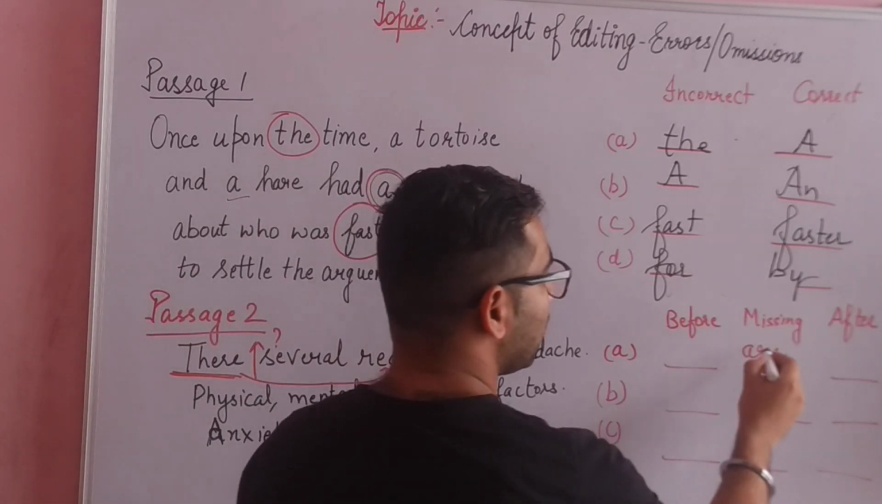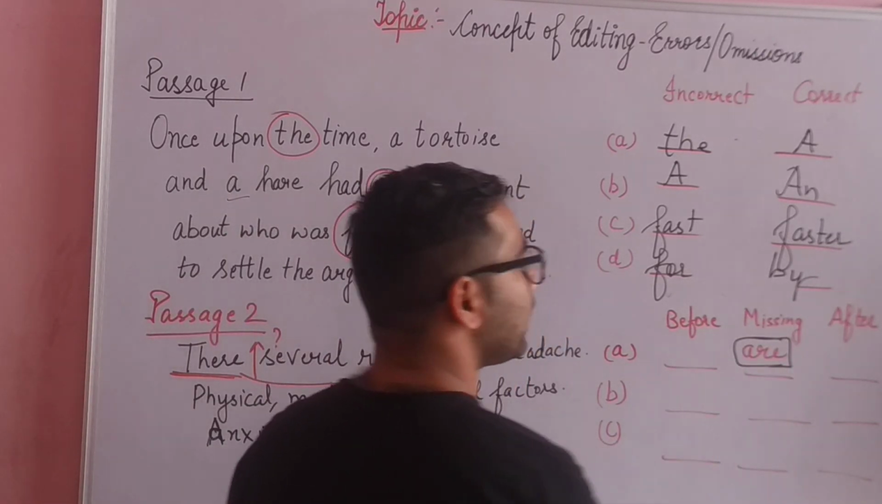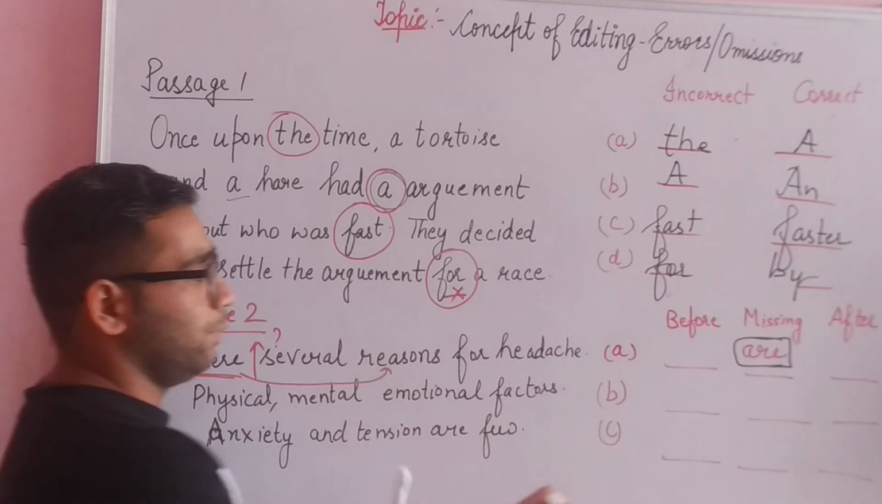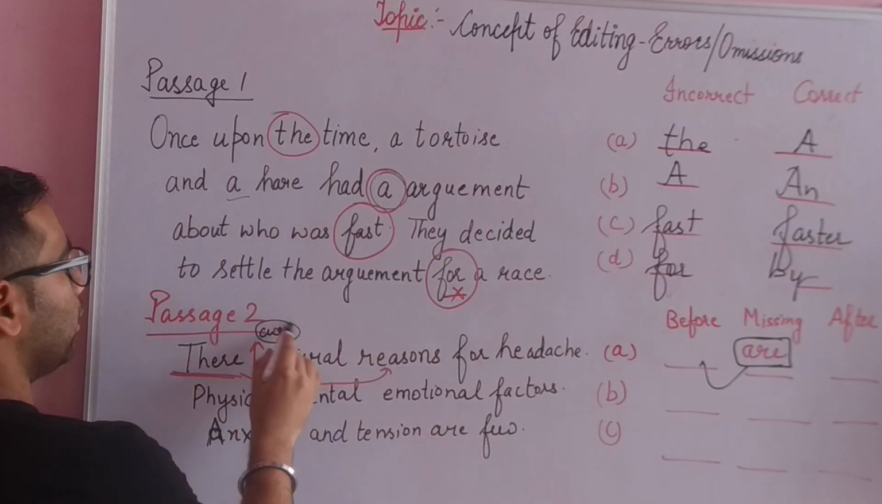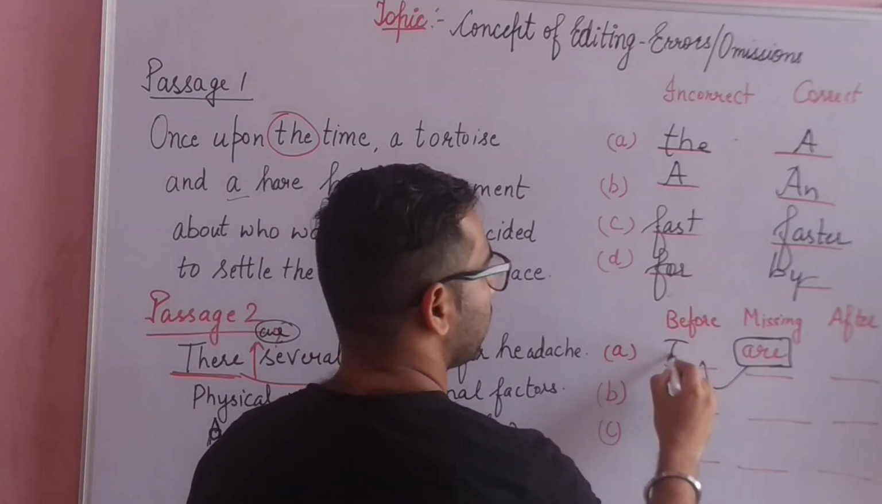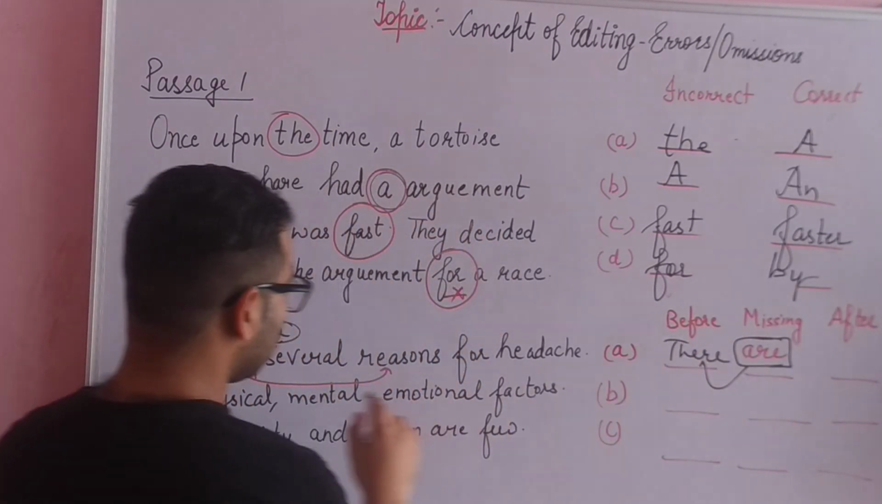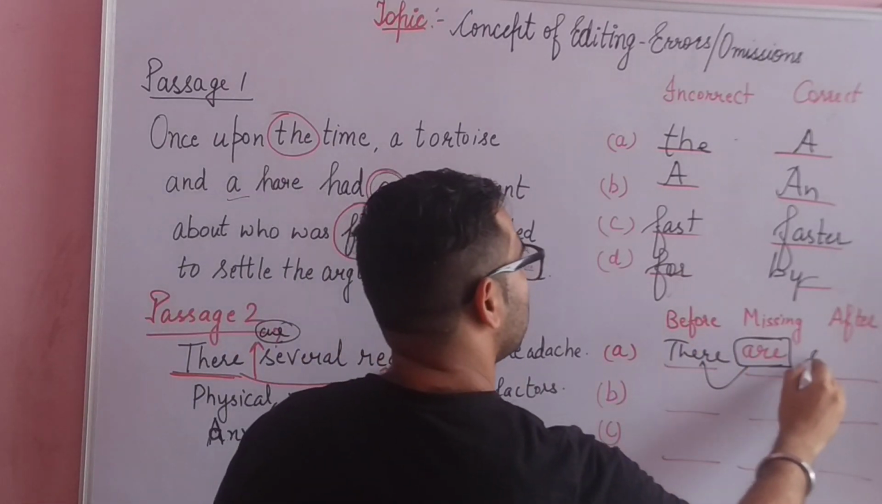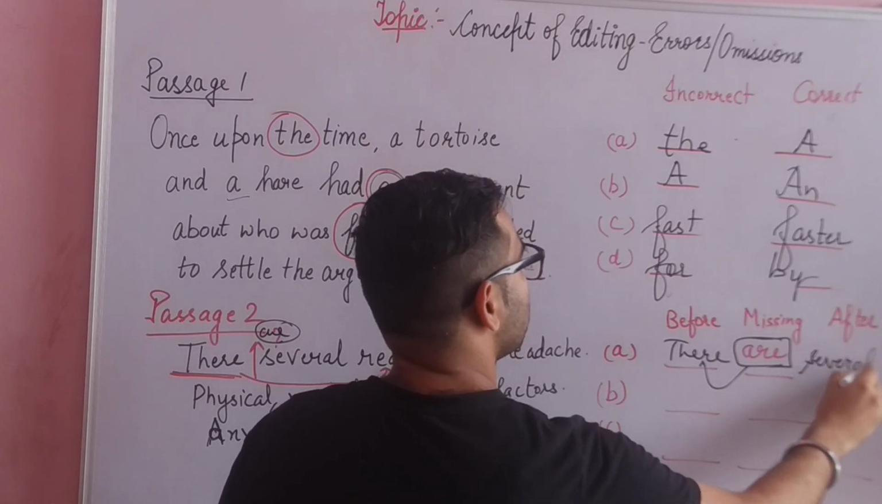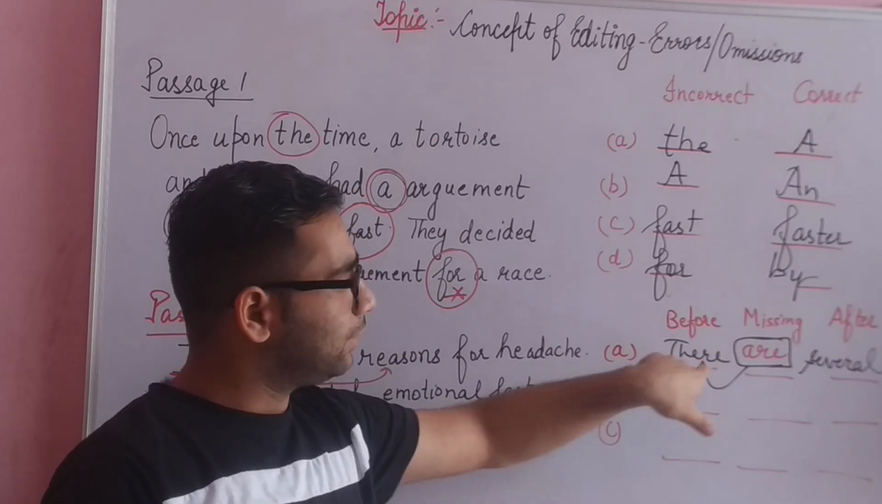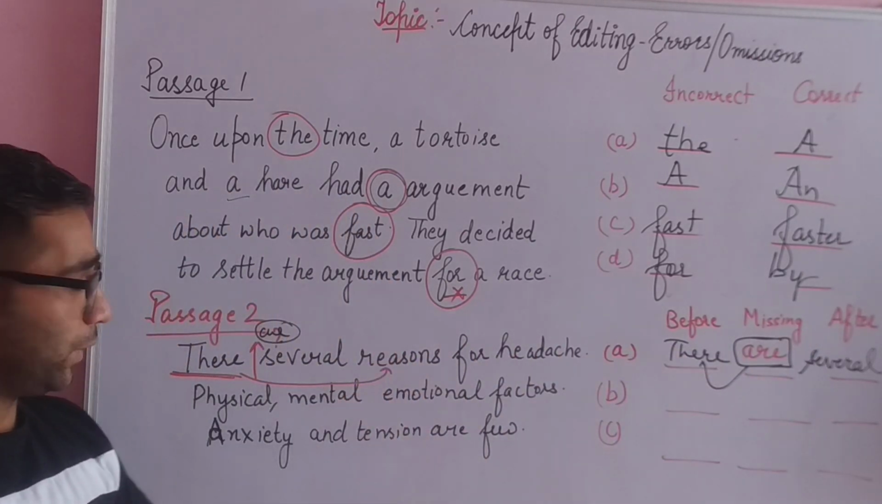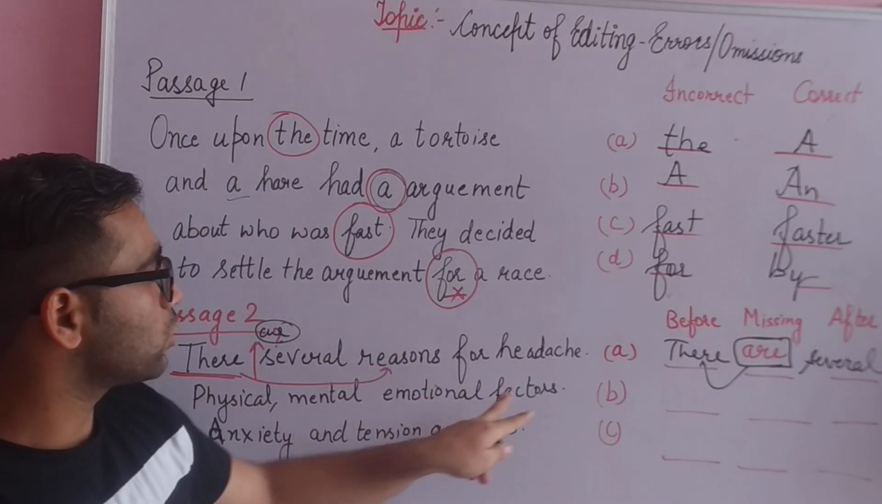Now first you have to find out, locating R. R is a missing word. Before R what is there? If you write R here, before R what is there? There. After R what is there? Several. So this is the way to write it down. R was missing in the first line. There are several. Okay. Physical, mental, emotional factors.